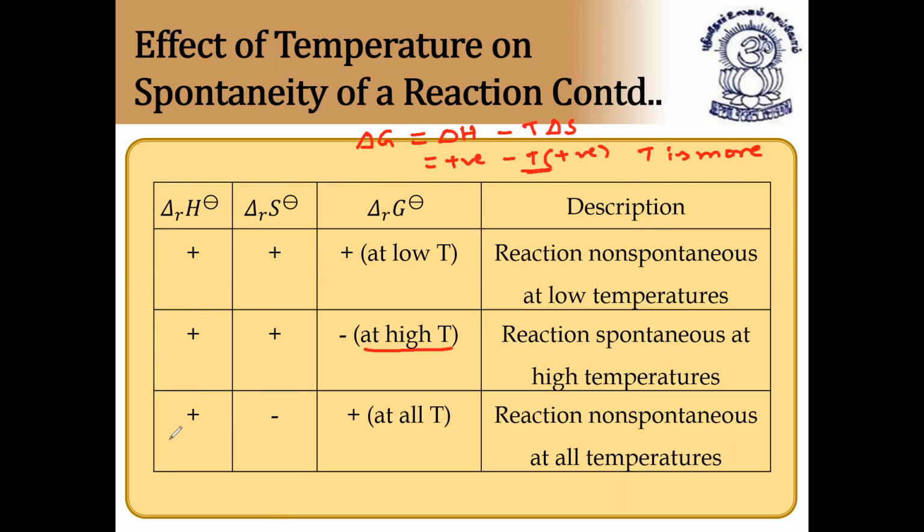Next, if delta H is positive and delta S is negative, delta G is positive. The reaction is non-spontaneous at all temperatures. So delta S, entropy, is negative means it is non-spontaneous, and delta G is positive means non-spontaneous. Please see these changes, very, very important. This table is very important for numericals and theoretical questions based on this concept.